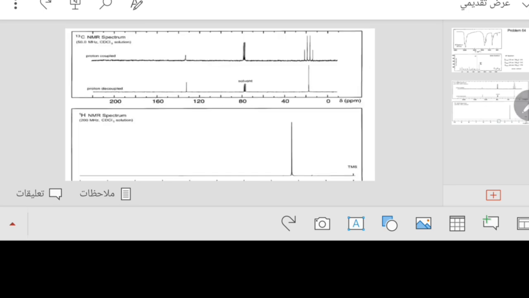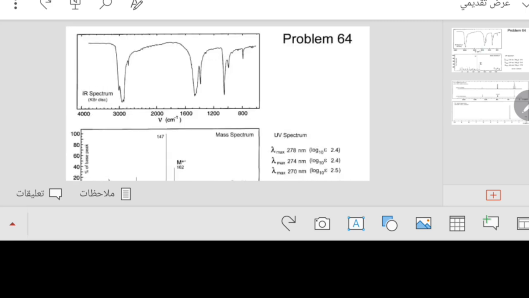Finally, we have carbon NMR and proton NMR, which show us how the carbons and hydrogens are arranged in the molecule. Carbon NMR tells us how many unique carbons we have, and proton NMR tells us about hydrogen environments, like where they sit in the molecule and how they split. Alright, with this background applied to problem 64, we start with IR spectroscopy.